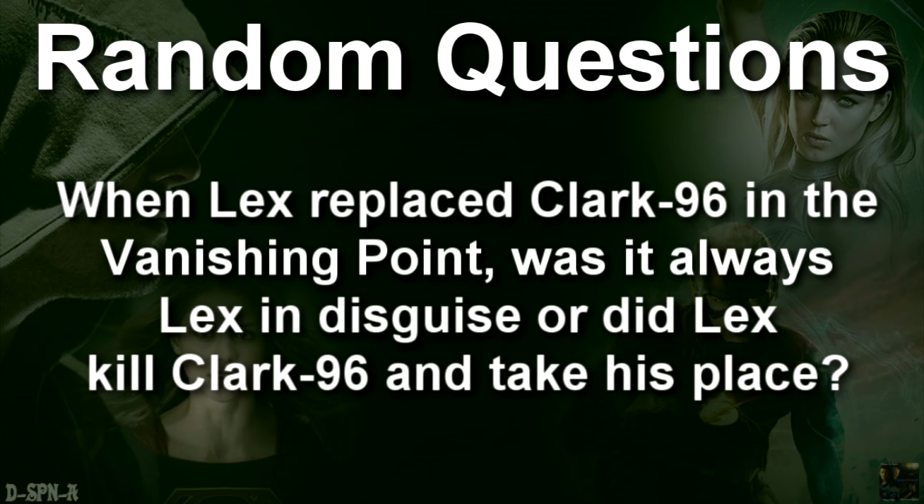The question I did have was about the very ending. And that is the question of whether Lex replaced Clark 96 in the Vanishing Point, or was it just him in disguise all this time and he just got mistaken as Clark 96? Or did he actually kill Clark to take his spot in the Vanishing Point? Because then also, if Clark is actually dead because of Lex's switcheroo, or because he killed him in that moment, what does that mean for the Paragon of Truth? But then I'm left thinking of the scroll when Lex wrote his name over the symbol, and I'm left wondering if Lex had rewritten himself to be the new Paragon of Truth instead of Clark 96. So which of those scenarios is what I'm dealing with right now? Because that ending definitely has me having more questions than answers. So that's one there.